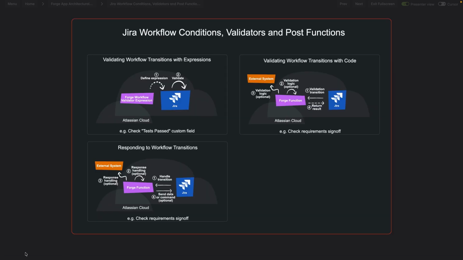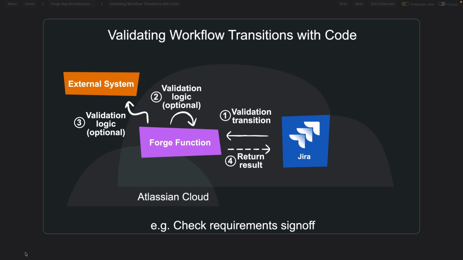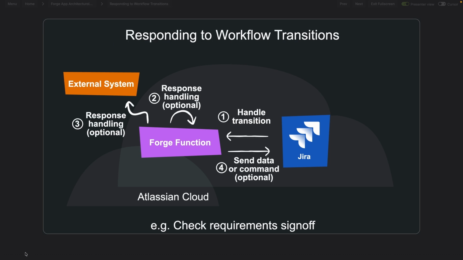There are a few ways in which Jira workflows can be tailored and monitored with Forge. Forge apps can be part of the workflow validation process, wherein special rules can be implemented. They can also respond to workflow transitions.